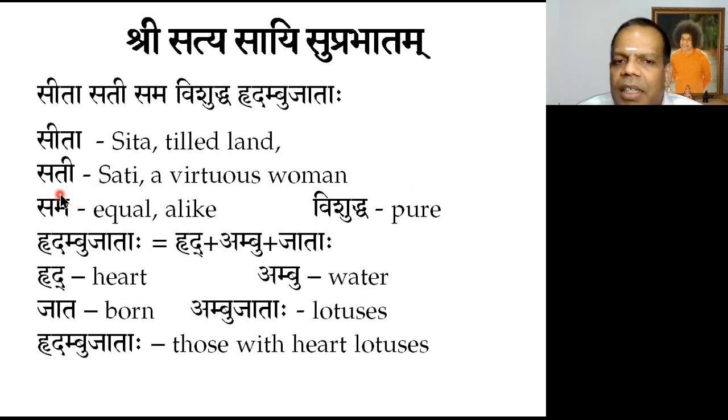The next one is Sati. There are two ways to look at it. One, it basically means a virtuous woman, a good woman is called Sati. A good wife is also called Sati. But Sati is also the daughter of Daksha, and she was Shiva's spouse, the other half of Shiva, you could say.